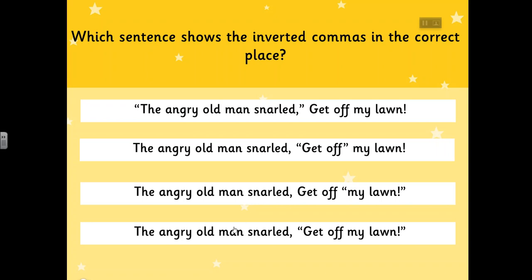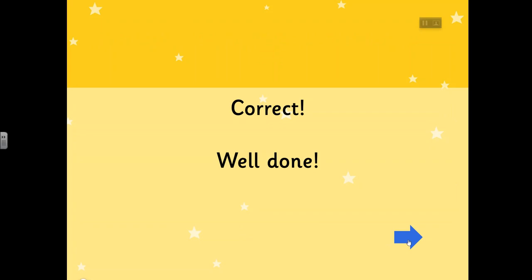I'm hoping you spotted this one is the correct answer. The angry old man snarled. There's my comma. Inverted commas, capital letter for the whole of my sentence. Sentence punctuation inside the inverted commas. This is the correct answer.